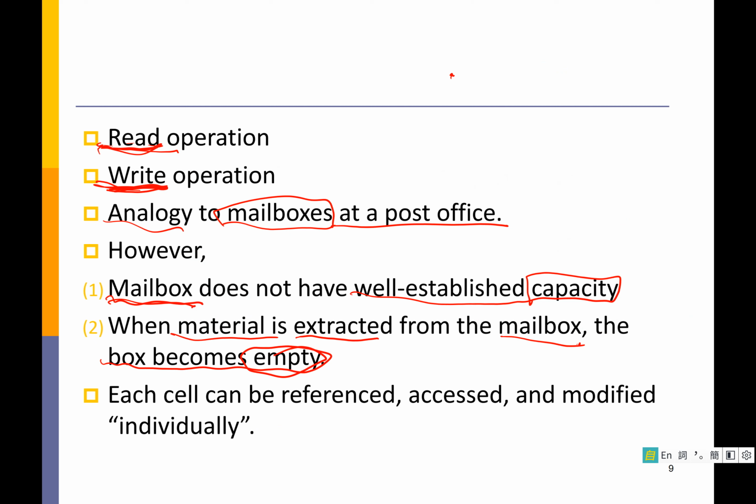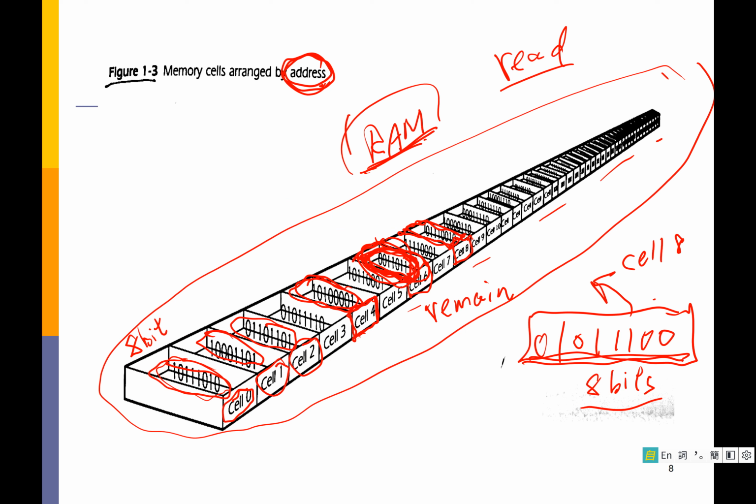Now, one of the most important things about a memory cell is that it can be referenced and accessed, which implies you can retrieve the data. You can modify, which means you can write a new value to a cell. And this kind of operation is done individually. If we modify cell 4, we change the value in cell 4, it will not affect other cells. Only cell 4 will be changed.